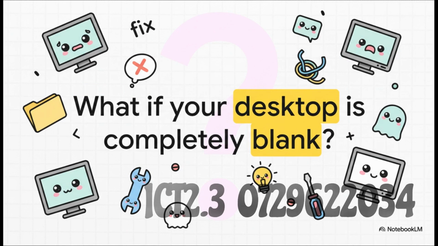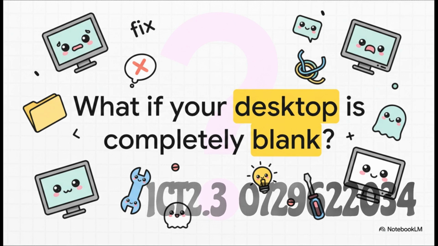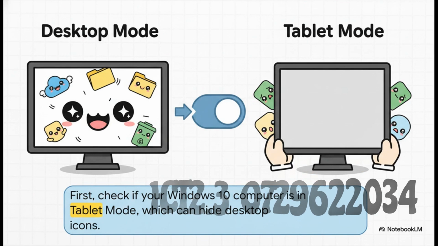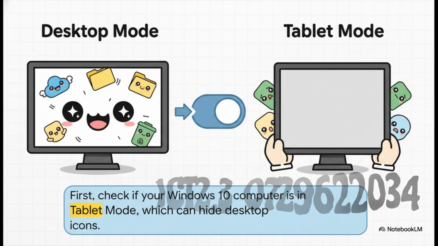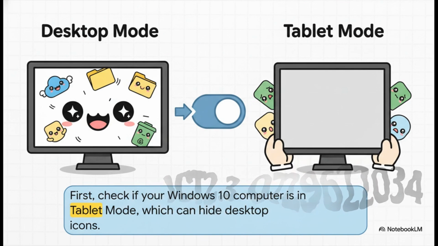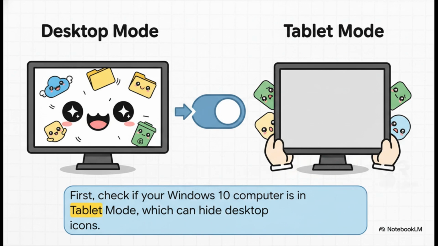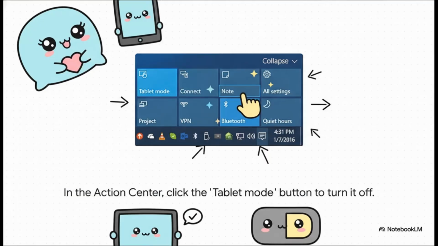Okay, let's tackle that really scary problem, the blank desktop. I know, it looks like a total disaster, like everything's gone. But trust me, the fix is often surprisingly simple. The very first place to look, especially if you're on a Windows 10 computer, is a simple setting. Your machine might have just accidentally switched itself into tablet mode, which is designed to hide the normal desktop. And getting out of it is usually just one click away.